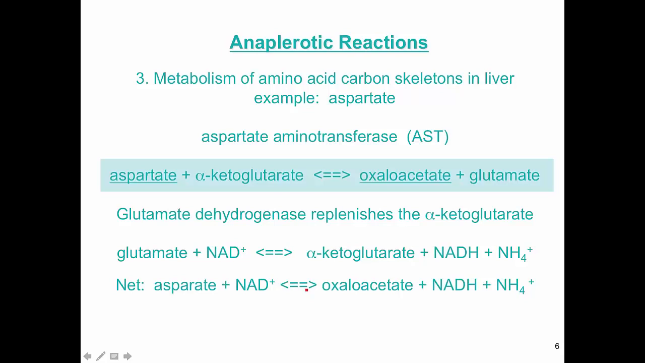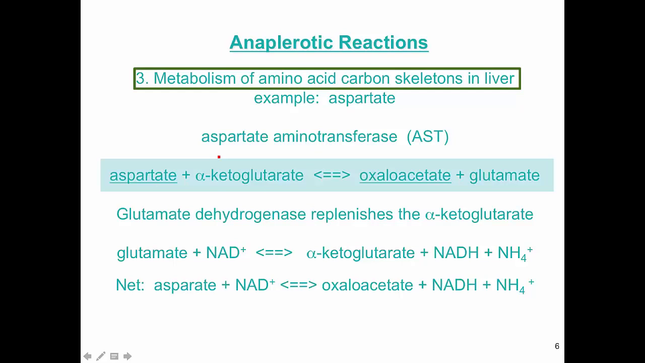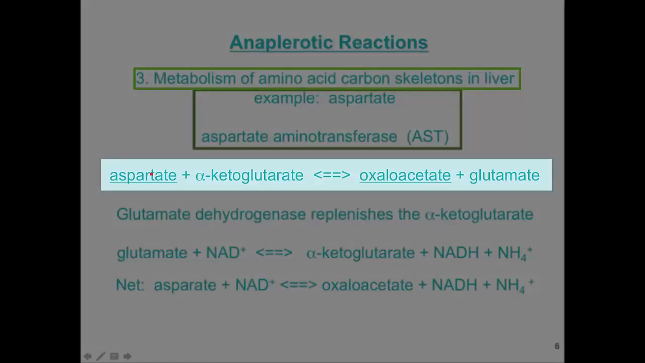Glutamate dehydrogenase is the only enzyme that can remove nitrogens directly as ammonia, but by combining with transaminases, other amino acids can also participate in anaplerosis. So here's an example. Here's the enzyme AST, which takes aspartate and alpha-ketoglutarate, and transfers the nitrogen from aspartate to alpha-ketoglutarate. The products are then oxaloacetate and glutamate.